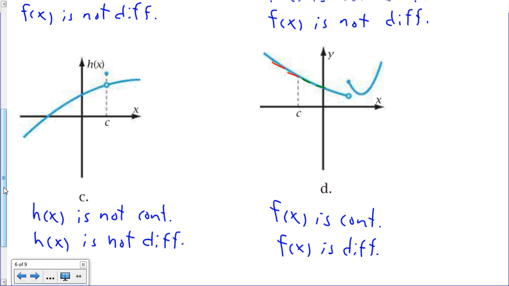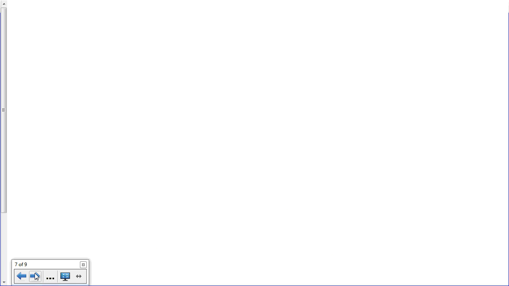Here's an example where if you looked at differentiability first, and notice that your function is differentiable, you automatically get continuity with it. Probably it's a little easier there to look for continuity first, though. Anyways, that's that example there. And that is the end of this section for us.